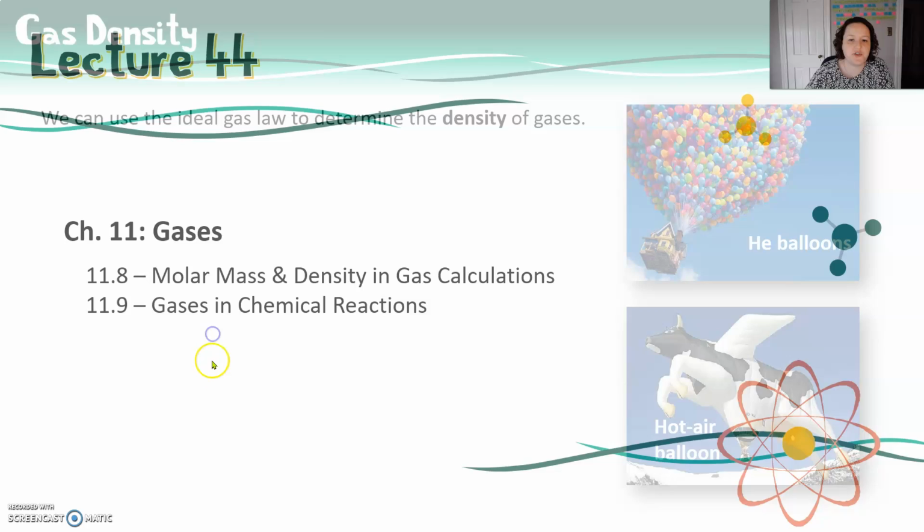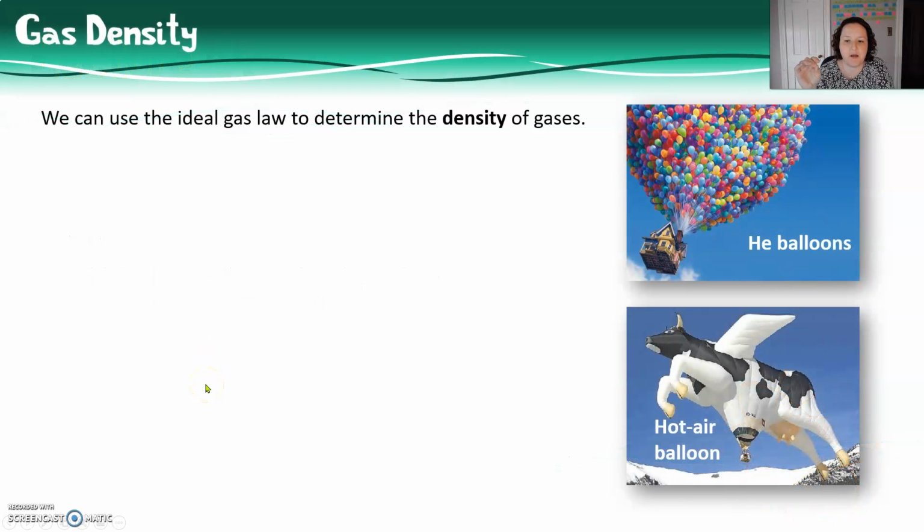A simple substitution and rearrangement within the ideal gas law will allow us to determine either the density or molar mass of a gas using gas information. But before I show that derivation, let's recall the units of density.